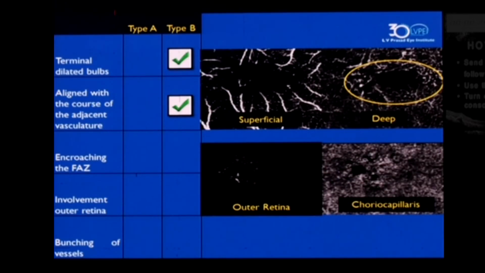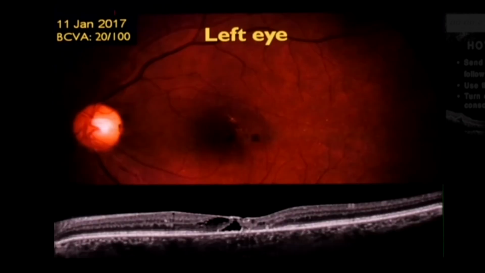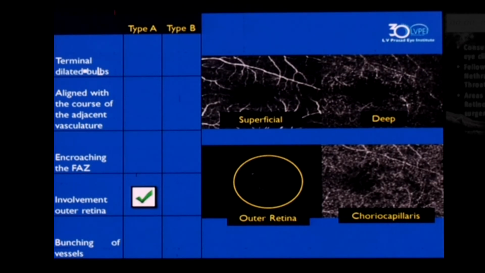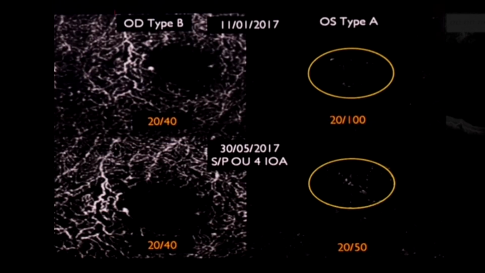To take you through a representative case, this is stage 4 on clinical observation. And if you see the OCT angio, we see a type B net here, because of the terminal dilated bulbs aligned with the course of adjacent vasculature. And in the left eye, again stage 4 in clinical evaluation, but if you do an OCT angio, we can pick up the abnormal vascular net in the outer retina that makes it type A, or the neovascular net. If you look at the right eye and the left eye separately, the change in the right eye has not been substantial after anti-VEGF injection compared to the left eye.